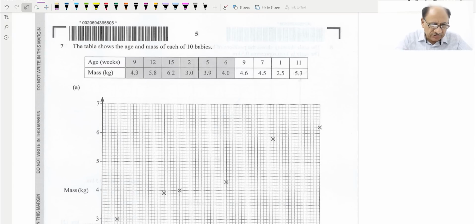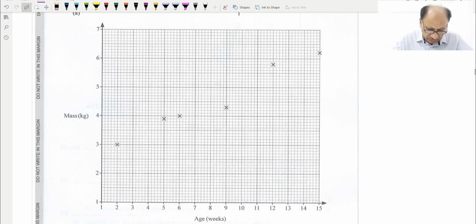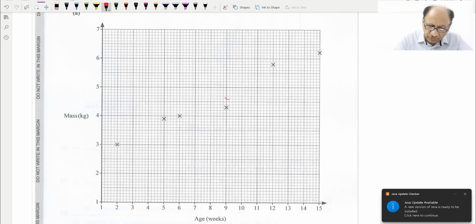Now this is question number 7, and if we quickly go through question number 7, the table shows the age and mass of each of the 10 babies, and they have plotted these numbers, and we have to plot this 9 and 4.6. 9 and 4.6 will be this point. I will change the color so that you can distinguish. So 9 and 4.6 will be this one.